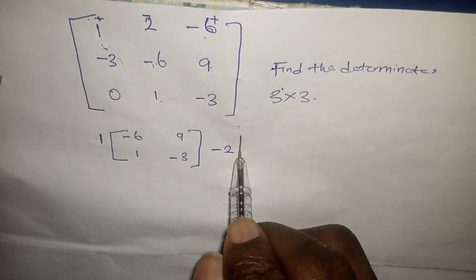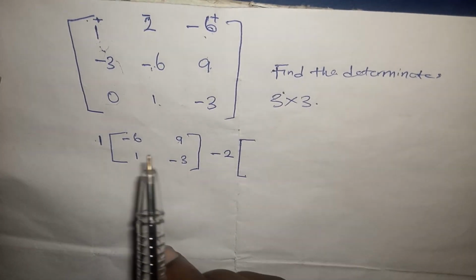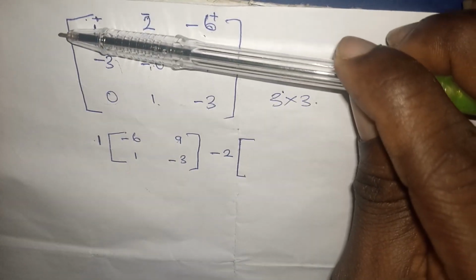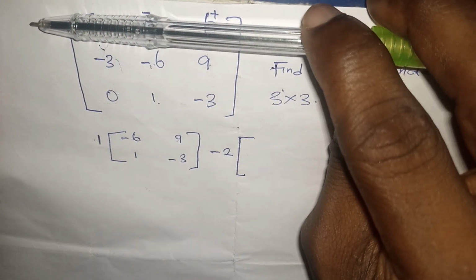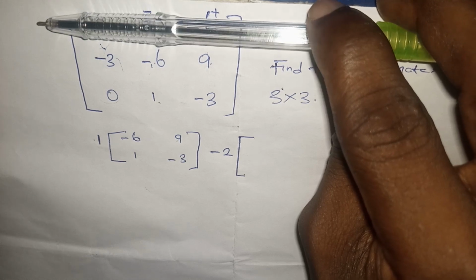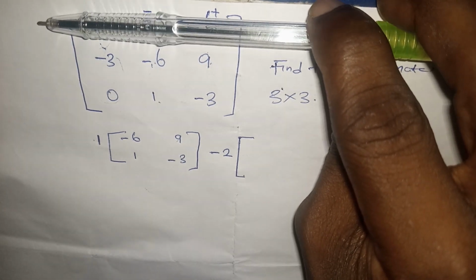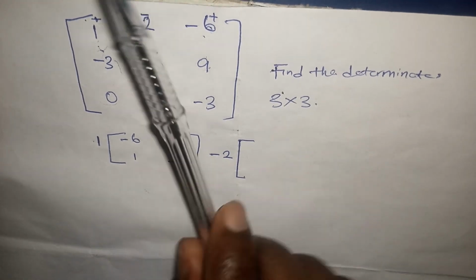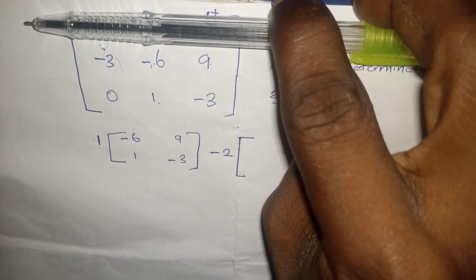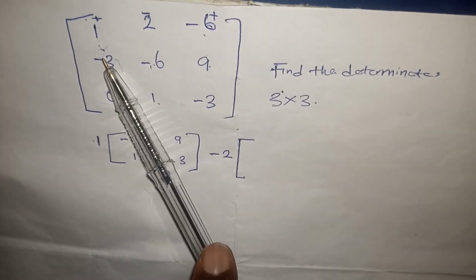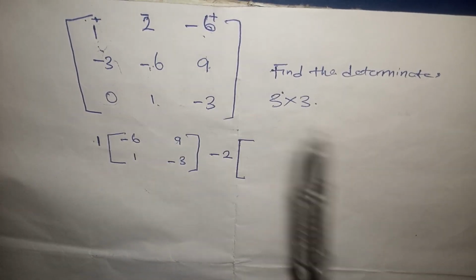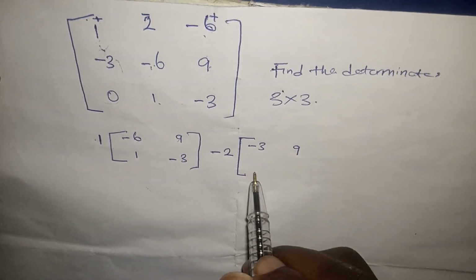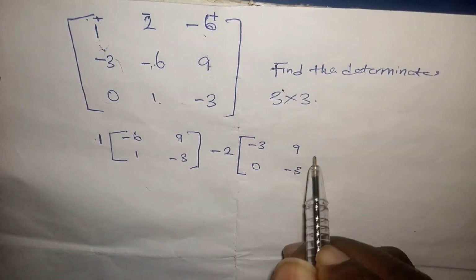So we are going to create another small array. What are we going to do? We are going to cover this row again, and also cover this column. If we cover this column and this row, we're just going to see only this one, this one, this one, and this one. So if we write out, we're going to have a negative 3, a 9, a 0, a negative 3.